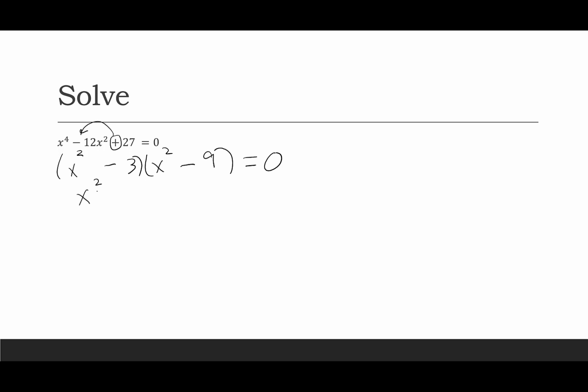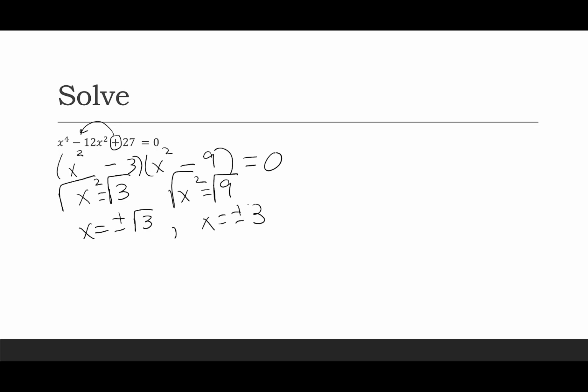I know that because this plus sign says they're both the sign in front of the b term. This says x squared equals 3, x squared is equal to 9. When I take the square root of everything, I end up with x is plus or minus the square root of 3, and x is plus or minus 3. I hope you see the number of solutions is matching to the degree of the equation. So I have degree 4, I have 4 solutions.